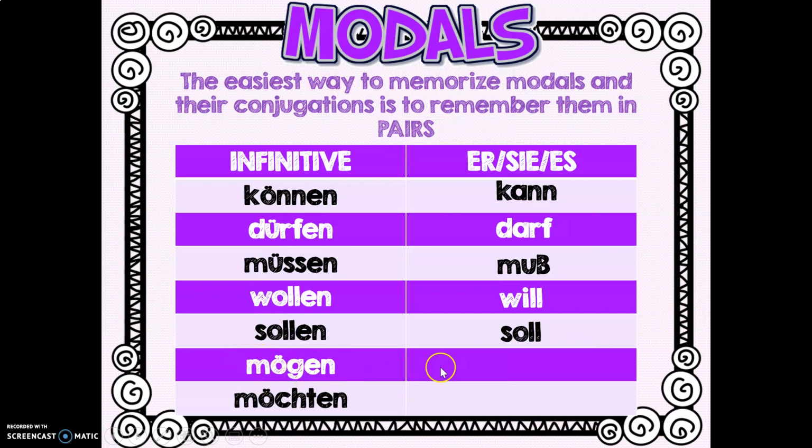Mögen means like, and its modal pair is mag. Möchten means would like. It's the modal of polite request, and its modal pair is möchte. Notice it's the only one that ends in an E. Möchten, möchte.